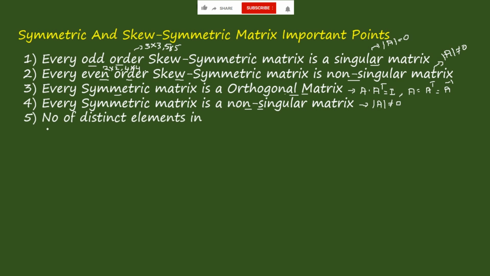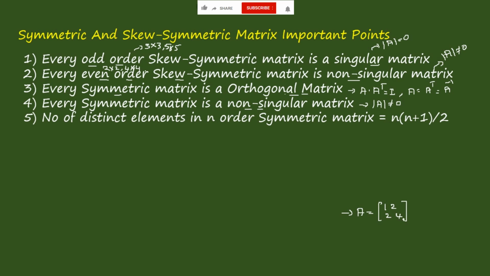The number of distinct elements in an n order symmetric matrix is equal to n into n plus 1 by 2. If you consider an example, the matrix A is something like 1, 2, 2, 4. It is a symmetric matrix. So the number of different elements in it is 2 into 2 plus 1 by 2, which is equal to 3. Yes or no? So check it: 1, 2, 3. There are 3 distinct elements in the case of a symmetric matrix.